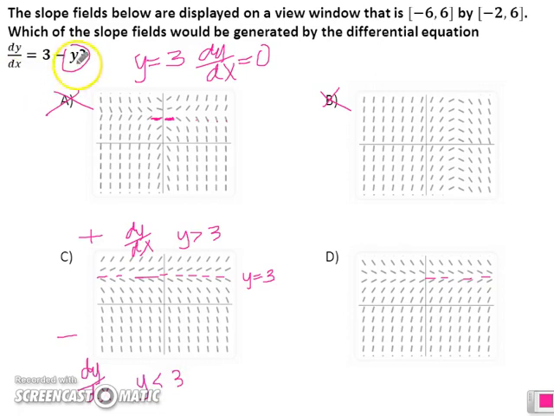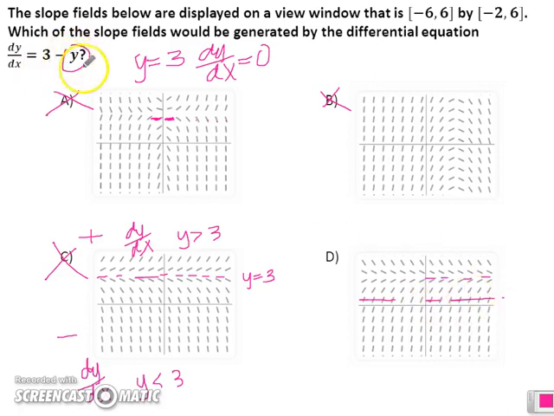So let's check it out. If we pick a 0 for y, we get positive 3. If we pick a 1 for y, we get positive 2, meaning the tangent line should look like a slope of 2. So this one's out, because these are all negative and they should be positive. That means D is our answer. Notice, when y is 1, that puts us right here on this line, and the slope is approximately 2. That looks like it could be 2.